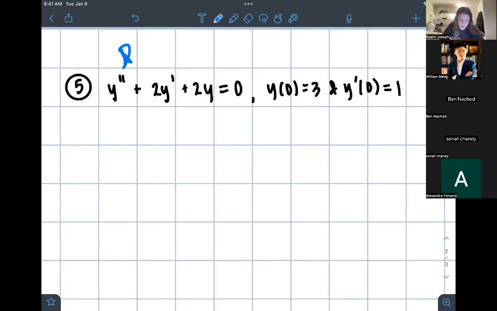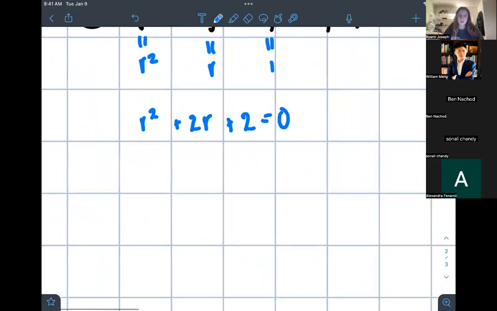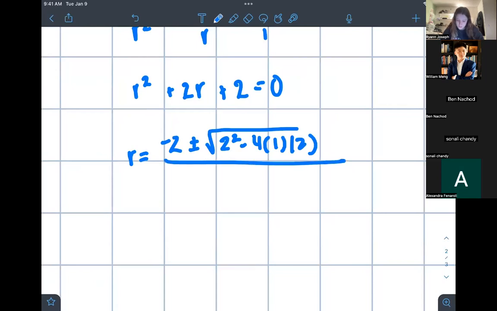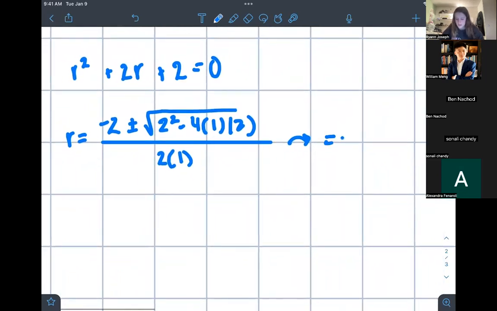So from this, y double prime becomes r squared, y prime becomes r, and y becomes 1. So r squared plus 2r plus 2 is equal to 0. So we're going to solve this. This is not factorable, so r is equal to negative 2 plus or minus the square root of 2 squared minus 4ac, over 2 times 1, which then is equal to negative 1 plus or minus i is our r, which tells us it is a complex root.